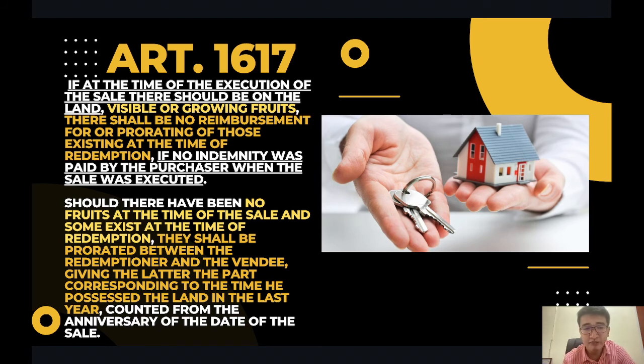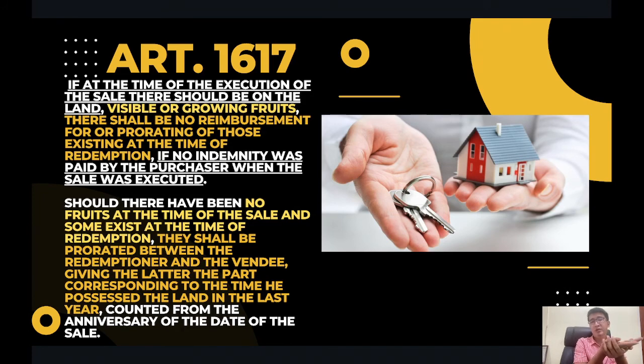There shall be no reimbursement for or prorating of those existing at the time of redemption if no indemnity was paid by the purchaser when the sale was executed. Meaning, let's say for example, A sold piece of land to B, pacto de retro. At the time of the sale, meron nang visible or growing fruits. Pero hindi yun kasama dun sa price ng sale. Wala yung additional price dun sa price ng sale. Meaning, kasama na siya dun sa land.